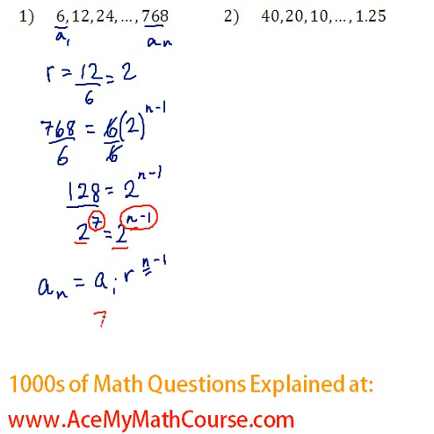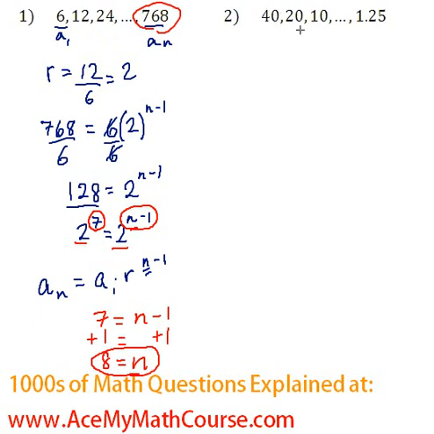Just going to continue down below here. So you can add 1 to both sides of the equation. So n is 8. So the first sequence has 8 terms. That's the 8th term. Now let's try this guy.